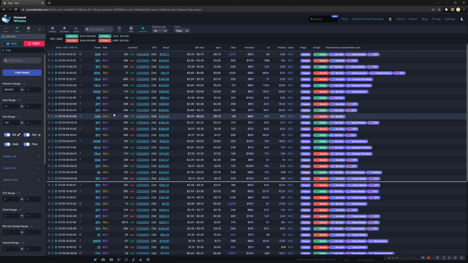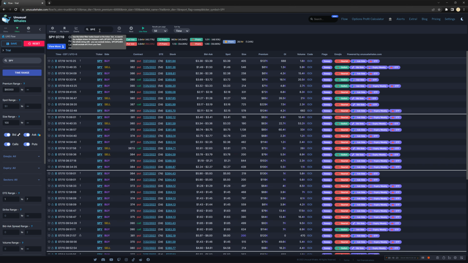I'm seeing a lot of call. I saw this call come in, you know, 71K. Now, at the time, SPY was moving up, so I kind of want to see what people were buying towards the end of the day. I'm not really seeing much movement right here, so I'm going to go ahead and search only SPY because I'm seeing SPY, Tesla, everything else.